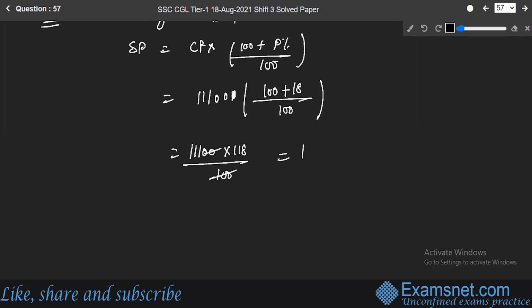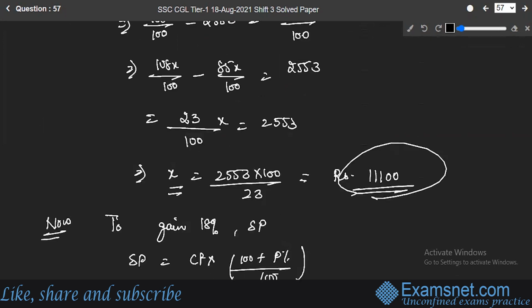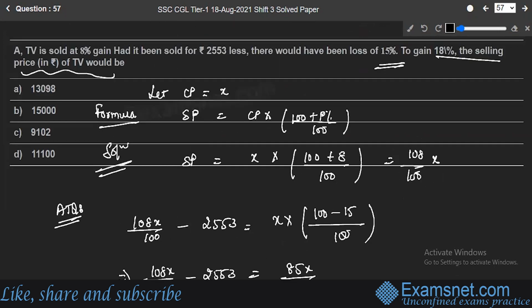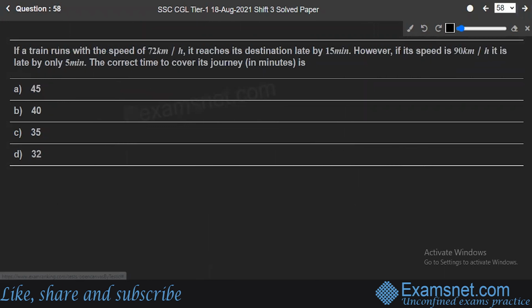They will cancel and you will have 13098 rupees as your required answer. So the question was, to gain an 18% profit, the selling price should be equal to 13098 rupees. Option A is the correct answer to the question. Hope you are clear with this. Then let's move to the next question, number 58.